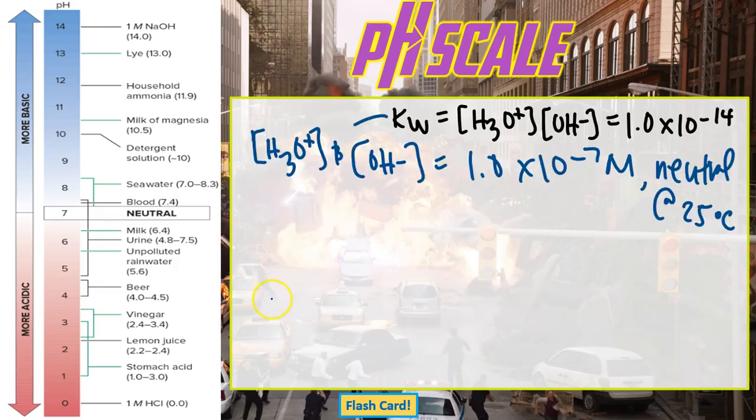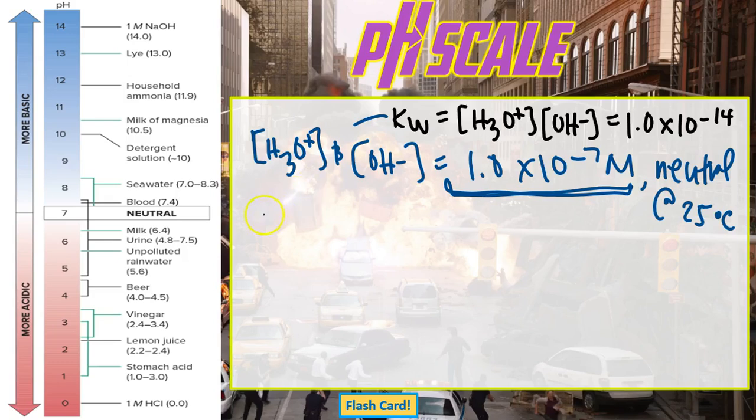Now let's start to layer information. So we have our Kw value. We know it's 1.0 times 10 to the negative 14. But we know also from our RICE table from before with auto ionization that the H3O plus and the OH minus concentration is equal to 1.0 times 10 to the negative 7 molar. And when the H3O plus and the OH minus concentration are equal, then that means we have a neutral solution at 25 degrees Celsius. So if we know the concentration of H3O plus and OH minus when it's neutral, we can get the pH and of course the pOH at those particular concentrations.